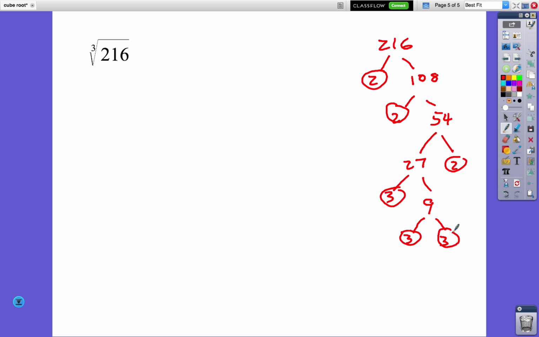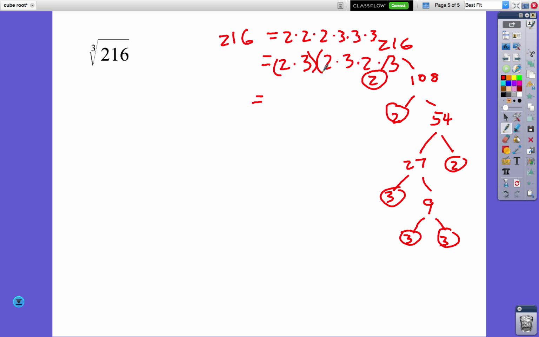Okay, but in this case, we are taking the cube root, not the square root. So the only thing that changes in our strategy here is to take the numbers. In this case, 2 times 2 times 2 times 3 times 3 times 3. And then, instead of putting them into two different groups, because we're taking the cube root, we're going to reorganize these into three groups. Basically 2 times 3 times 2 times 3 times 2 times 3. Which really equates to, if I put parentheses, 6 times 6 times 6. So the cubed root of 216 is 6.